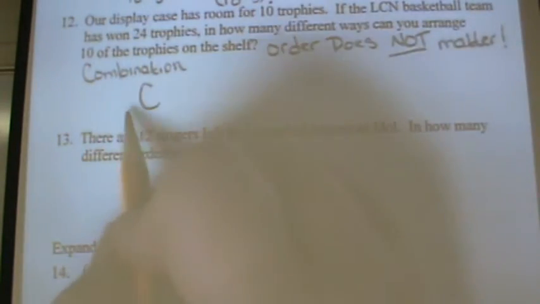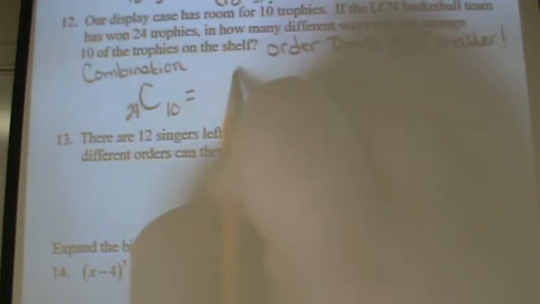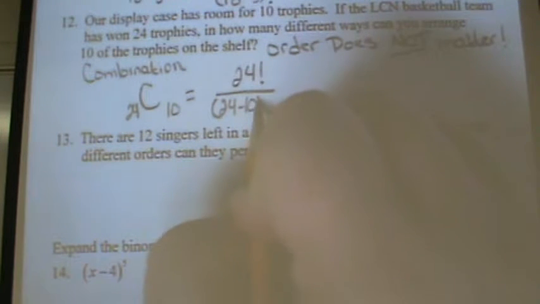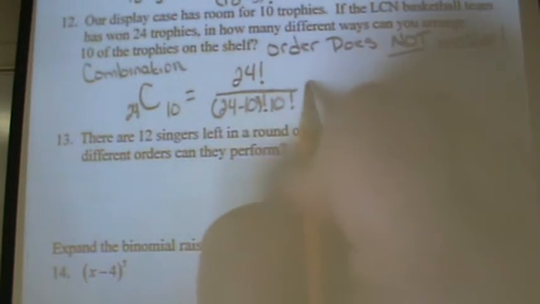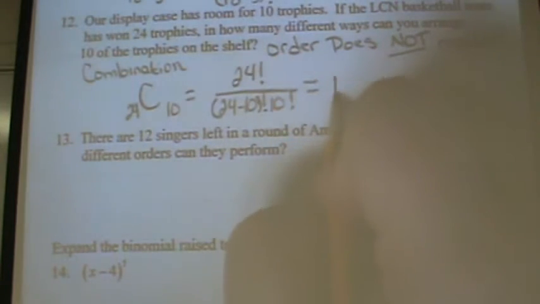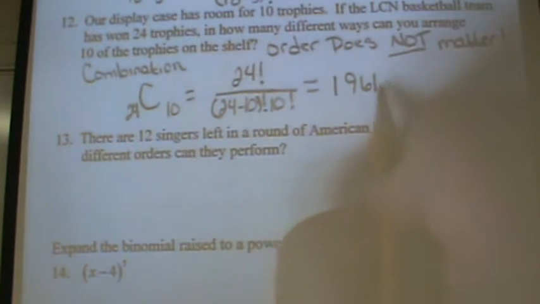So our total number of trophies was 24, and we're choosing 10. Writing that as a fraction, we have 24 factorial over 24 minus 10 factorial times 10 factorial. When you plug that in, you get 1,961,256.